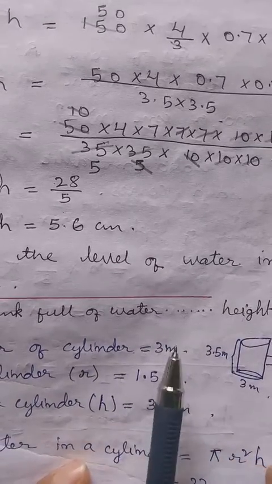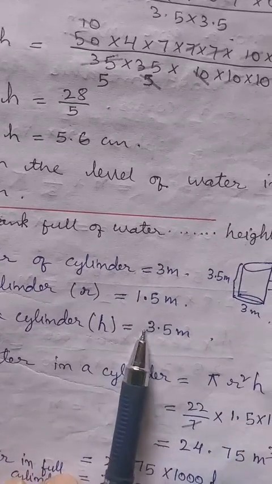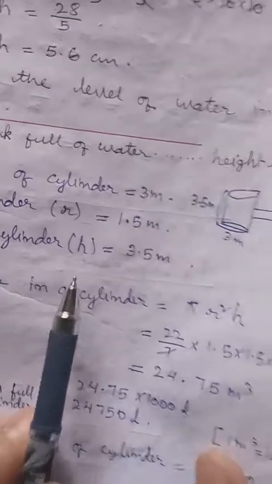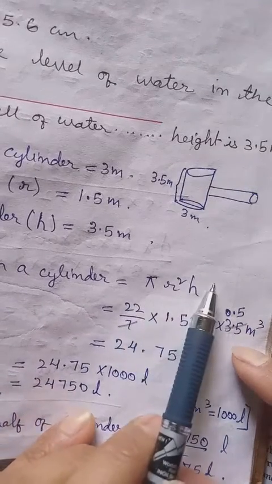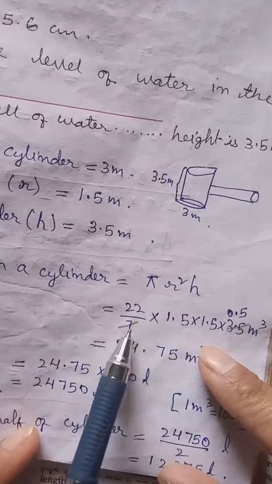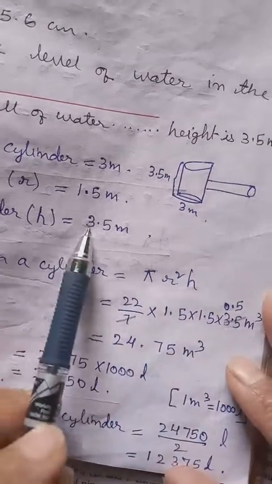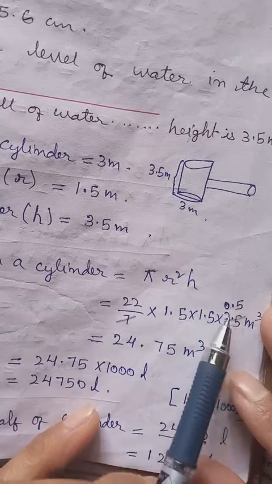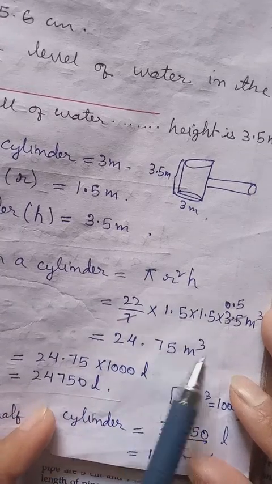Here the diameter is given as 3, so the radius will be half, that is 1.5. Then the height of the cylinder is given as 3.5 meters. The volume of water will be the volume of the cylinder itself, pi r square h. Pi we know is 22 by 7, r we have 1.5, squared, then the height we have 3.5. Here you cancel, we get 0.5. Multiply them all, you'll get 24.75 meter cube.